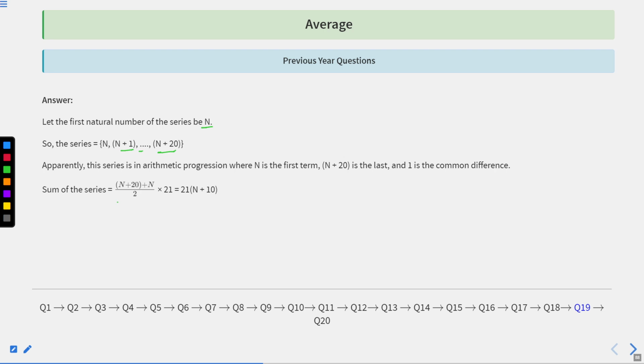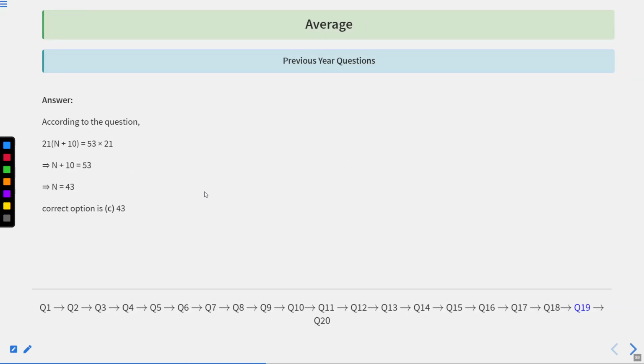So the sum of the series is going to be (n plus 20 plus n) upon 2, multiplied by 21, the number of terms. So 21 into (n plus 10). According to the question, 21 times (n plus 10) will be 53 times 21. So n plus 10 is 53. So we will get n equal to 43. So the correct option here will be option C, 43.